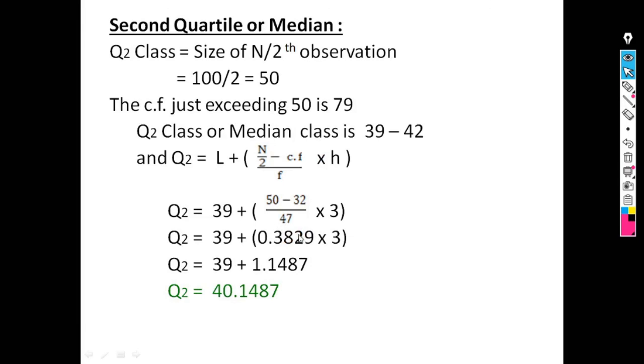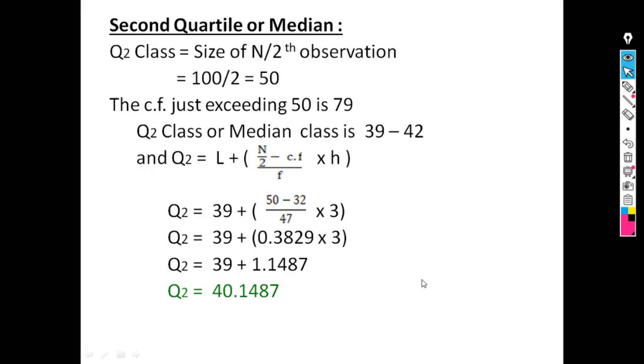So substitute F is equal to 47, into H, the class width, that is upper class limit minus lower class limit, 42 minus 39, which is 3. So H is equal to 3. After calculating all this, we will get the value of Q3 equal to 40.1487, and this value lies between 39 and 42.